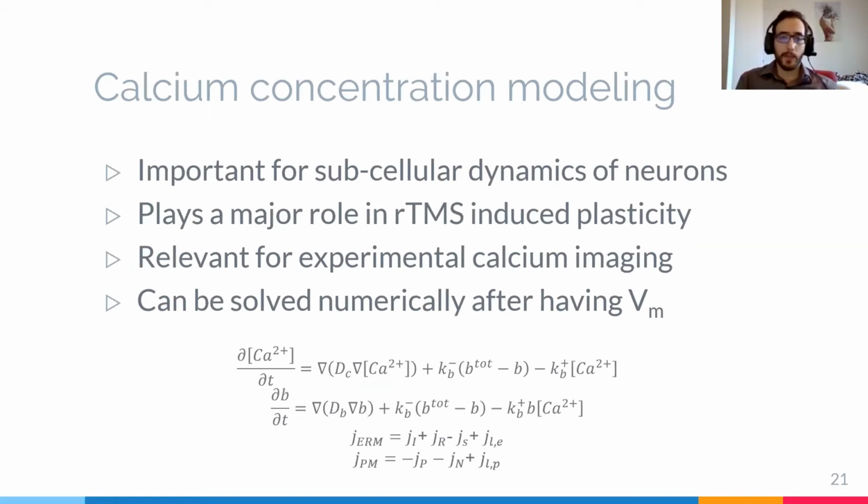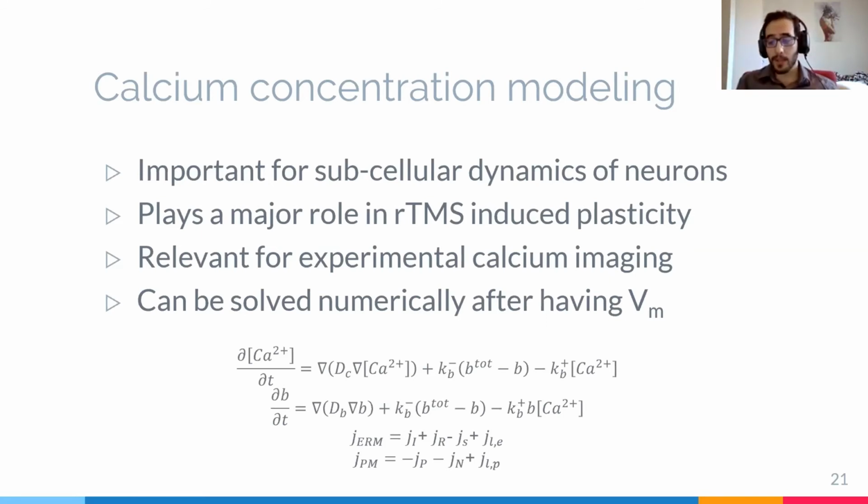But then we took the multiscale modeling another step, looking at the subcellular dynamics of the neuron. Specifically, we looked at the calcium concentration of the neuron. The reason is that calcium ions play an important role in a lot of the dynamics of the neuron, specifically for plasticity. So we're interested in studying calcium models.